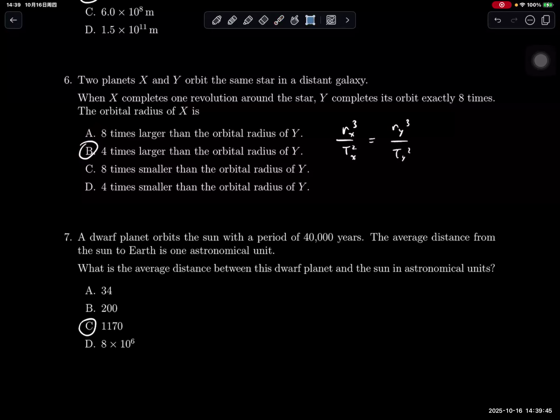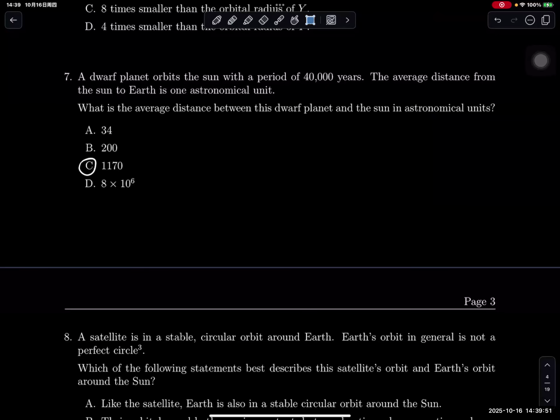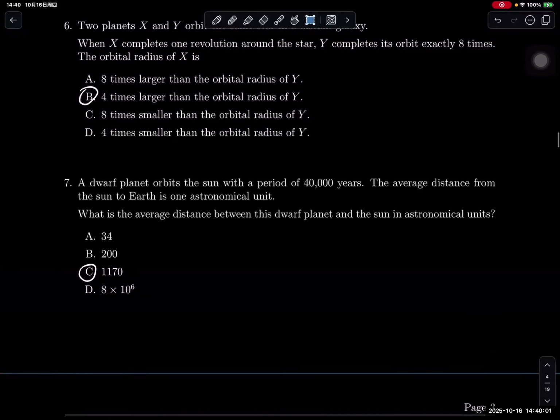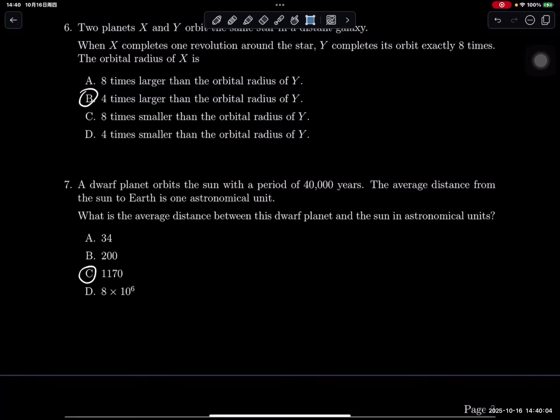So have a look at this question. If you don't know how to do it, then ask questions if you want. Question 7: a dwarf planet orbits the Sun with a period of 40,000 years, average distance from the Sun to Earth, 1 astronomical unit. Again, that's another direct application of the r cubed over T squared equation.